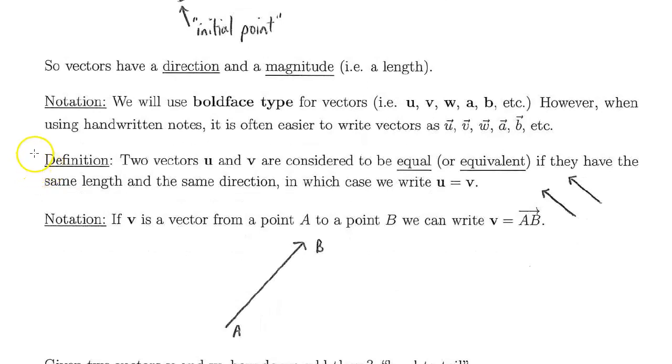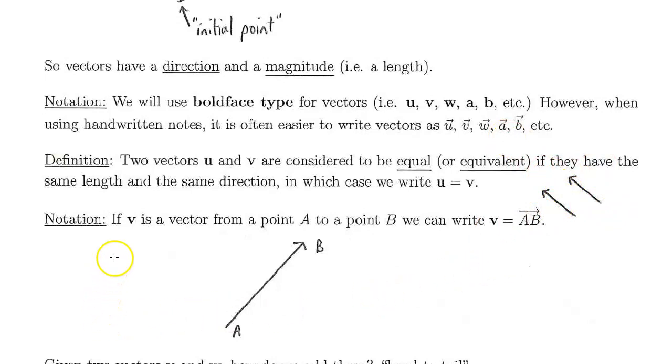Okay, so here's the definition. Two vectors u and v are considered to be equal or equivalent if they have the same length and the same direction, in which case we write u = v. So these two vectors here, they're both pointing in the same direction, kind of pointing in the northwest direction, and they have the same length. They're at different locations, but we still say that these vectors are equal, or equivalent, because they have the same length and the same direction. That's going to be key: recognizing that we can move vectors around and you still have the same vector as long as it's pointing in the same direction and it maintains the same length.